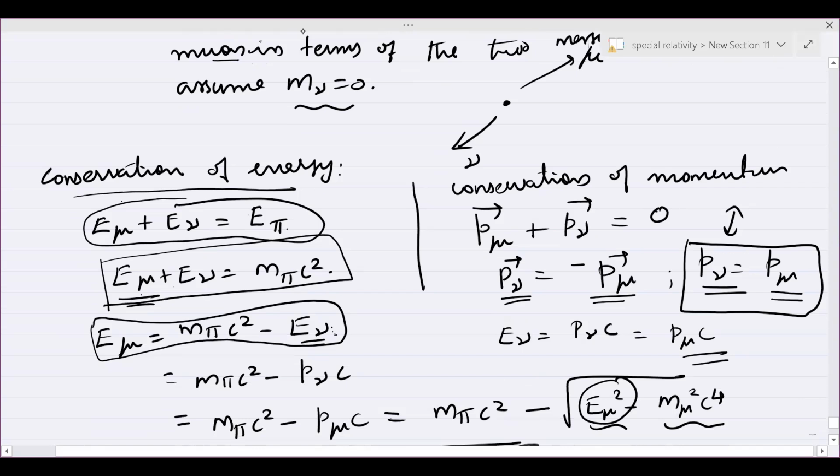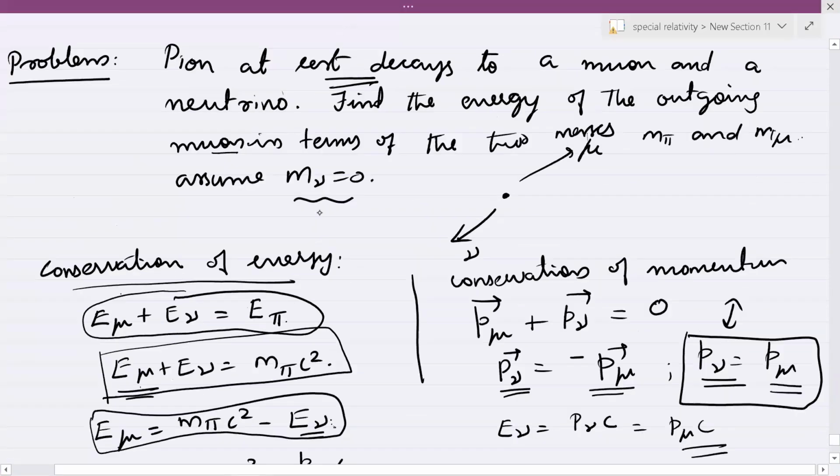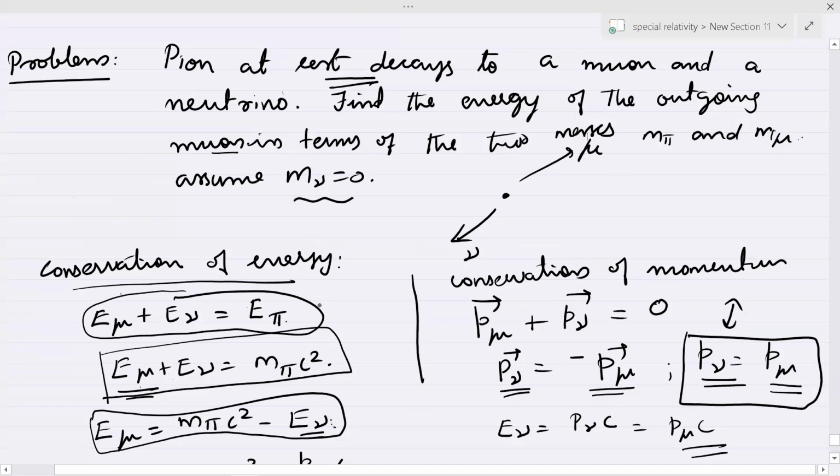The total energy: E mu plus E nu is equal to E pi, because it's a pion which is at rest decaying into a muon and a neutrino. And we know that E pi, because the pion is at rest, is m pi c square. So we have E mu plus E nu equal to m pi c square, and E mu is equal to m pi c square minus E nu.